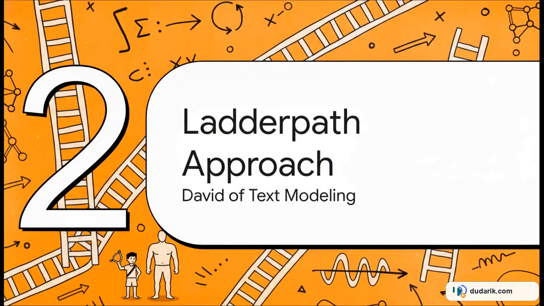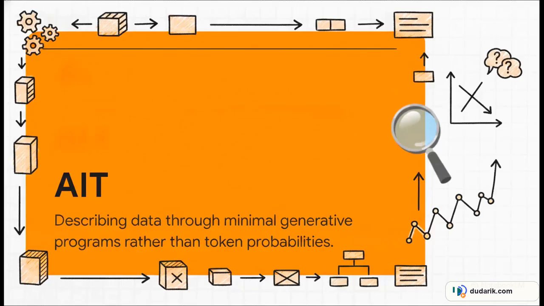Moving on to Section 2, introducing the Ladderpath approach. Think of this as the David of text modeling. To really demystify Ladderpath, we first have to understand its foundation, which is algorithmic information theory, or AIT. Now, AIT shifts our focus completely away from learning dense embeddings through gradient descent. Instead, it operates on this really elegant core principle, describing data through minimal generative programs. So it's not about tracking how often two words happen to sit next to each other in a billion-word dataset. It's about finding the fundamental, bare minimum rules required to generate the sequence you're looking at right now.